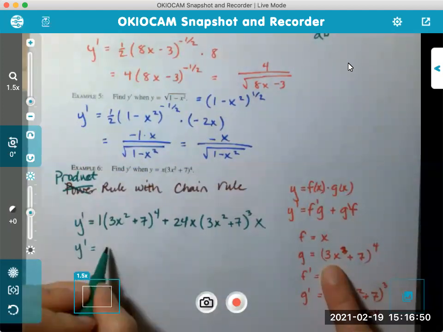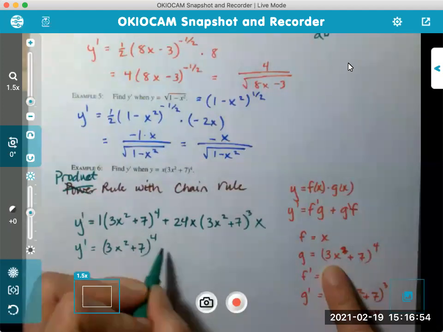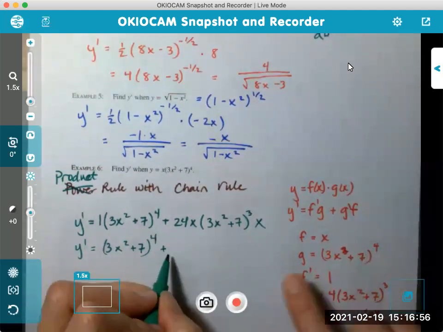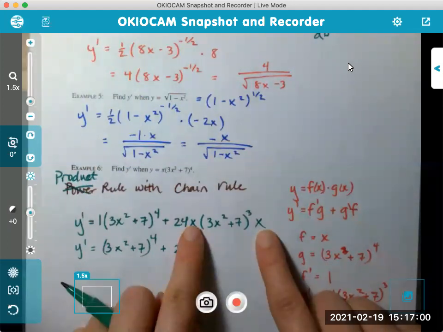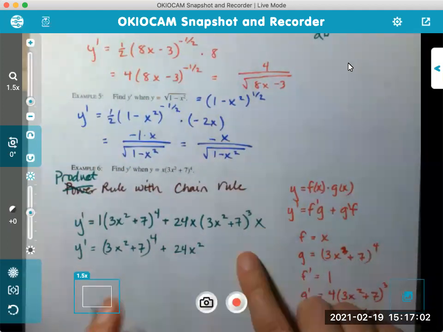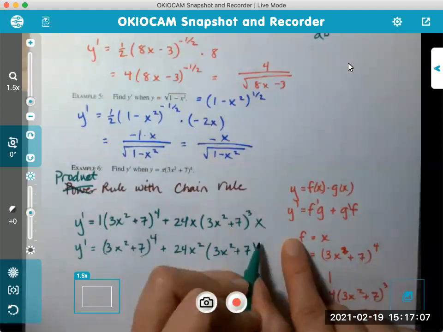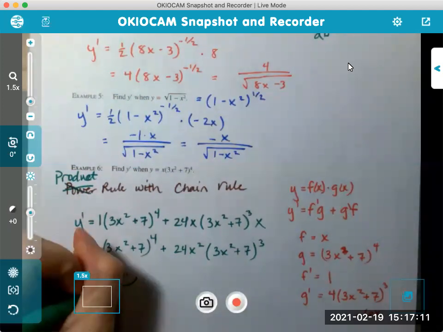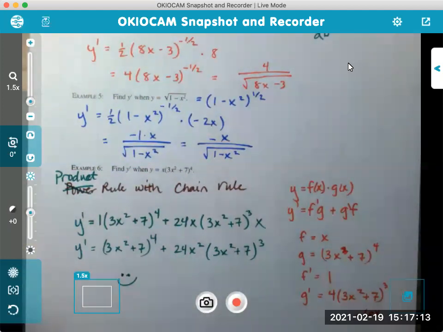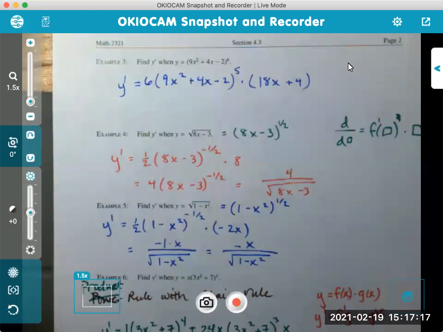Cleaning it up just a bit, we've got 3x squared plus 7 raised to the fourth plus 24x squared. It's x squared because you've got an x here and an x at the end, times our 3x squared plus 7 all cubed. And then that's it. Yay! Hopefully that wasn't too shabby.